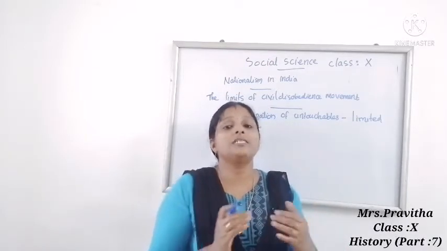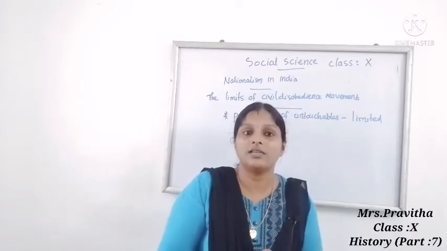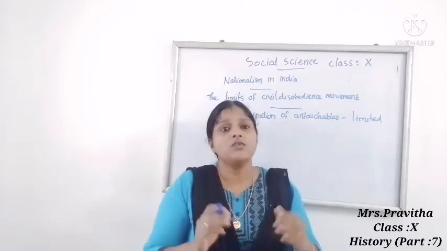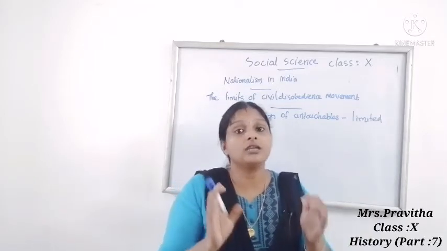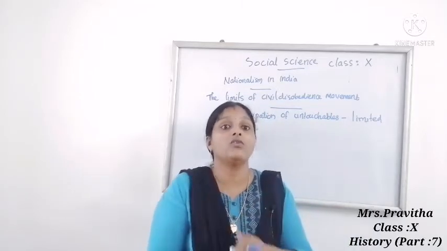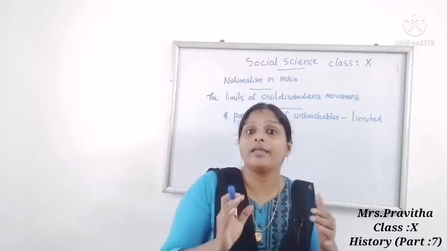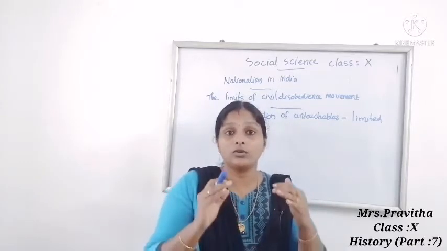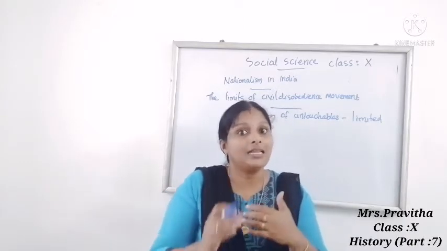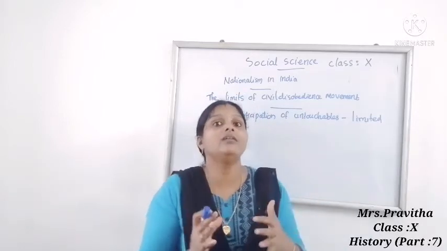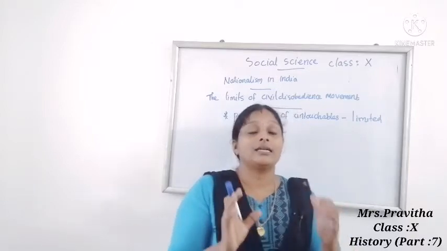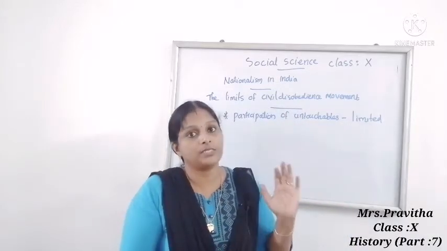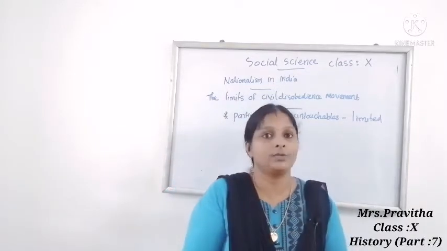Why was the untouchables' participation limited in the civil disobedience movement? Because for a long time the Congress had ignored the Dalits for fear of offending the conservative high caste Hindus. So they were not giving importance to the demands of untouchables. They feared the conservative high caste Hindus. That is why the participation of untouchables was limited.